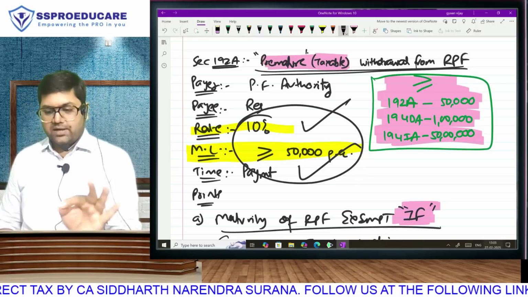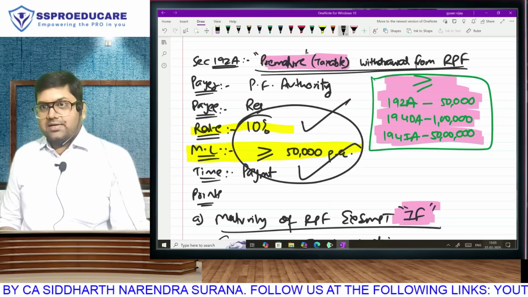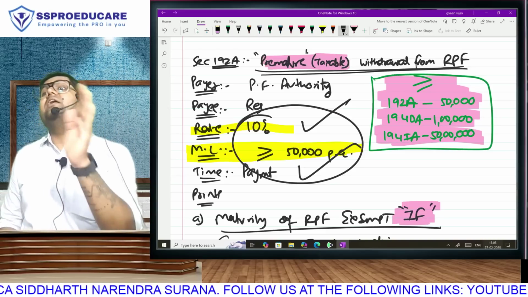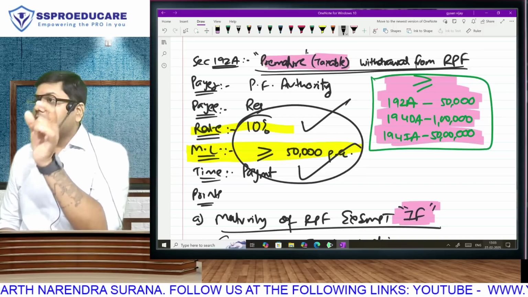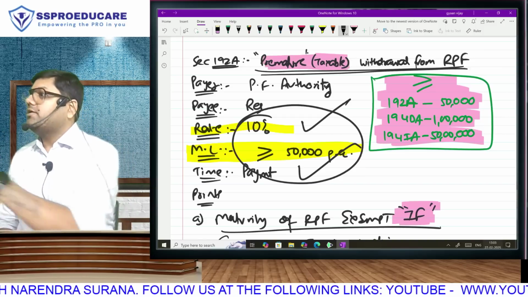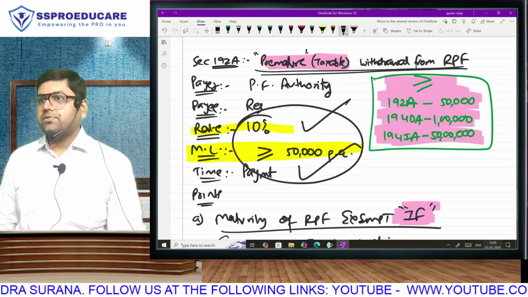It is justified. In fact, in CA final, we have this class book, like we have our book. In that class book, we have full theory. And at the end of the chapter, I have a TDS table, section number, nature of payment, rate and monetary limit. A summary of the entire chapter for your quick reference.